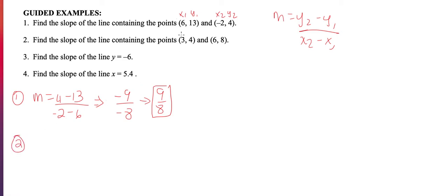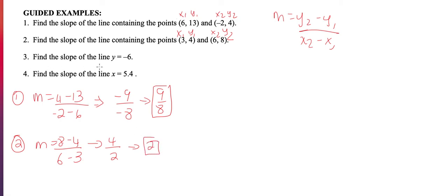All right, let's go ahead and do number 2. Again, I'm going to label these x1, y1, x2, y2. So I have m equals y2 minus y1, that's 8 minus 4, over x2 minus x1, that's 6 minus 3. 8 minus 4 is 4. 6 minus 3 is 2. And finally, I can do 4 divided by 2, which is 2.